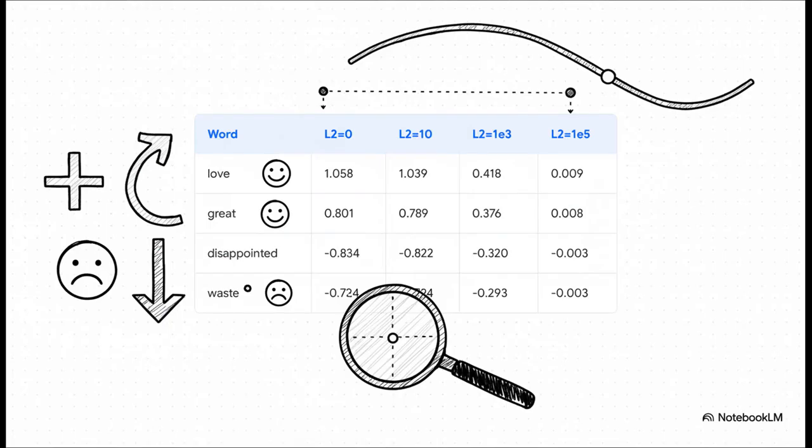And you can literally see it in action here. This is a model that's looking at words to predict sentiment. With no penalty, words like love and disappointed have these huge coefficients. The model's really latching onto them. But watch what happens as we increase the penalty. All those coefficients get smaller and smaller, shrinking towards 0. We're basically taming the model, telling it to calm down and not be so extreme.